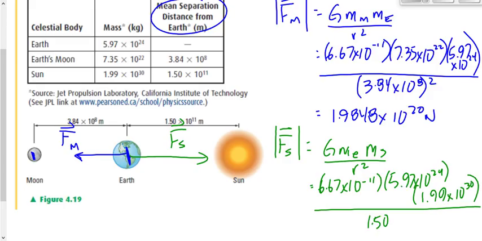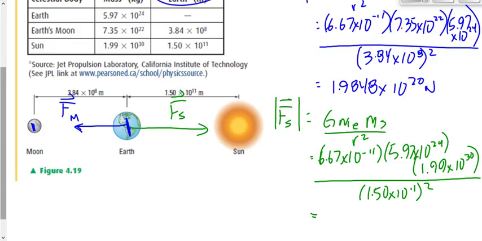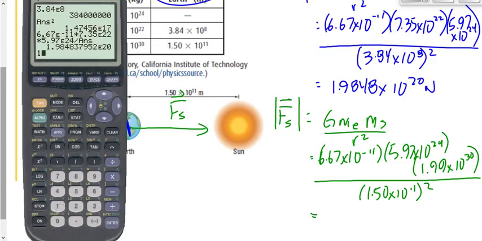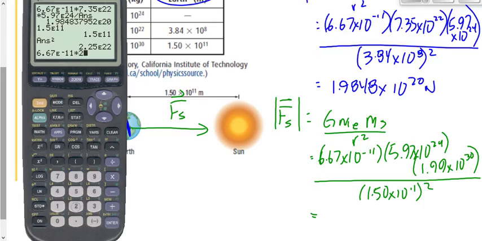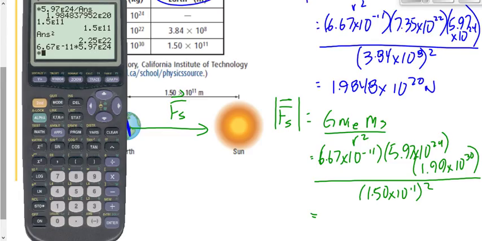That distance is 1.50 times 10 to the 11. Let's figure out that bottom number. Squared. Okay, let's do the top number. Let's divide it by the bottom number. 3.5218.